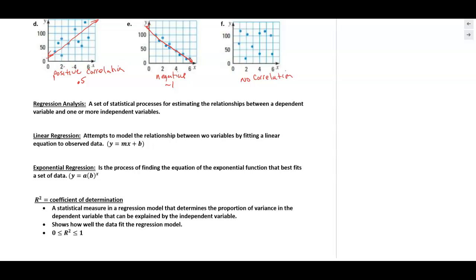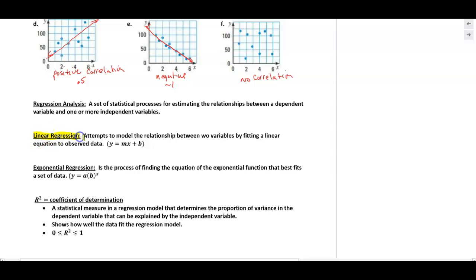So what we get into is what we call regression analysis, right? So what we're going to do is take a set of statistical processes for estimating the relationship between a dependent variable and one or more independent variables. So we're going to take this data set, right? And we're going to try and fit a line that comes close to every single point in the set of data, right? Now, there's two models that we are aware of already.